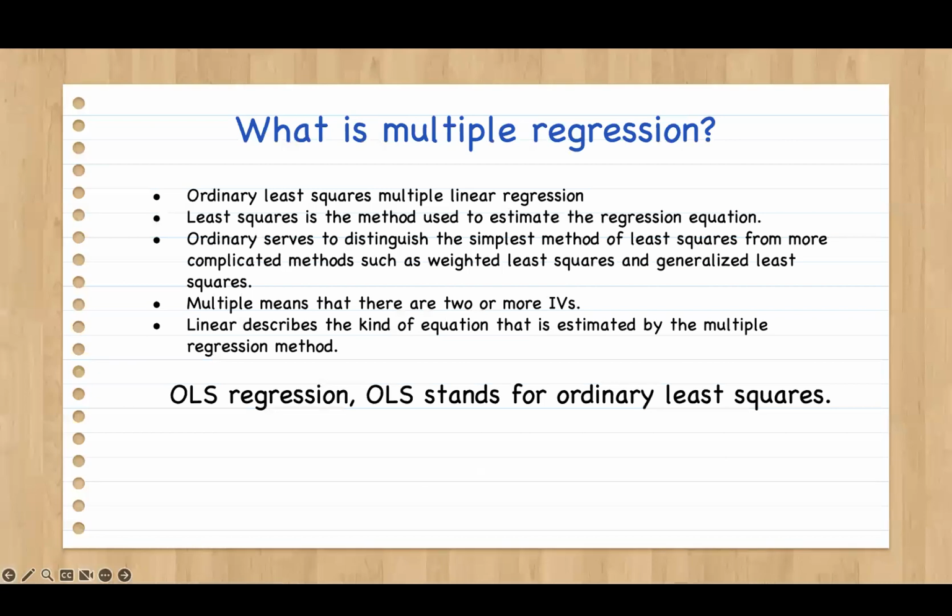So we'll talk about what is multiple regression. You can pause the video and read the definition by yourself, which I just mentioned at the very beginning of this video.